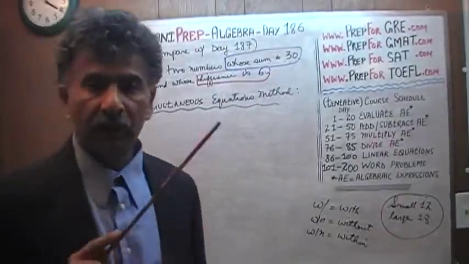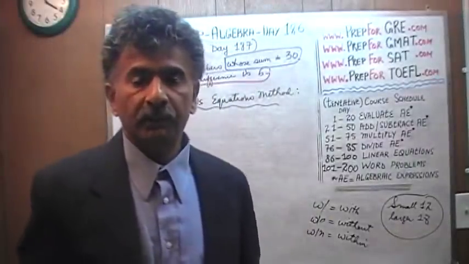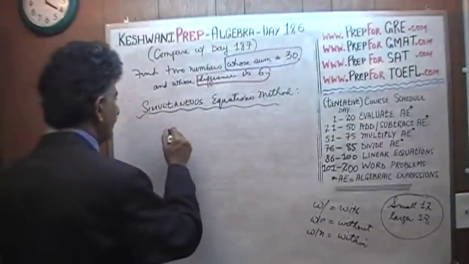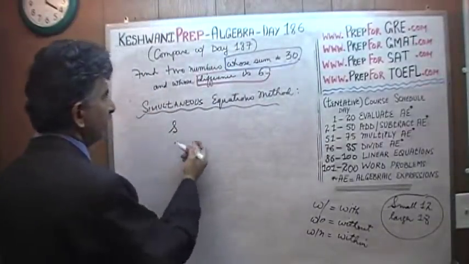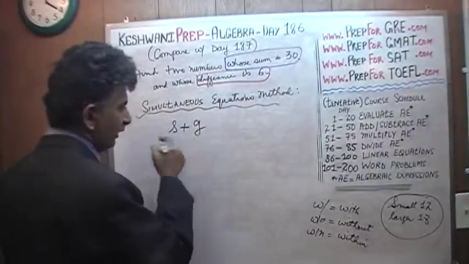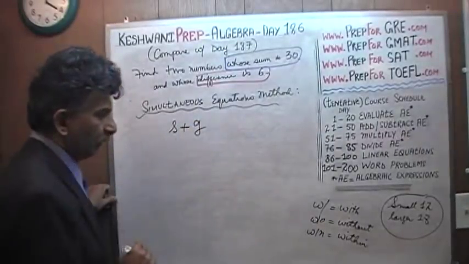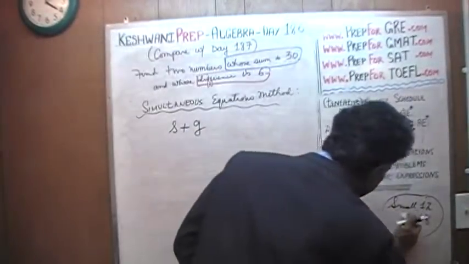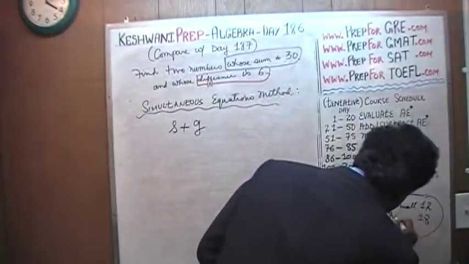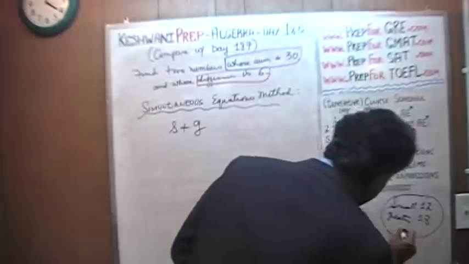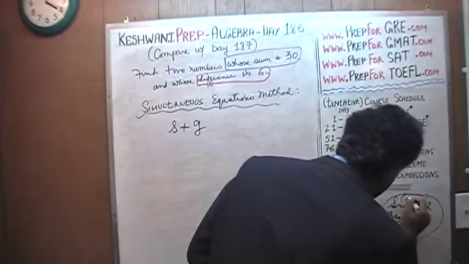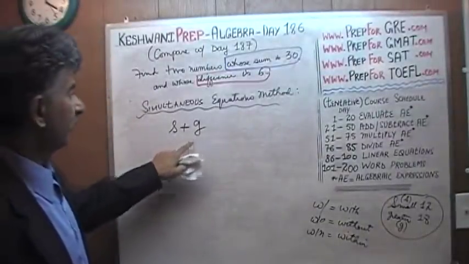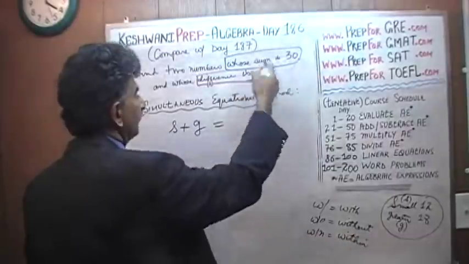Except here, we do not define one variable in terms of the other. We have two distinct variables, the small and the large. Here is our small number, which I'm calling S, and here is our large number, which I'm calling G. G for the greater, S for the smaller. I should not keep changing the terminology between large and greater. So their sum, the small number plus the greater number, we are told, is 30.